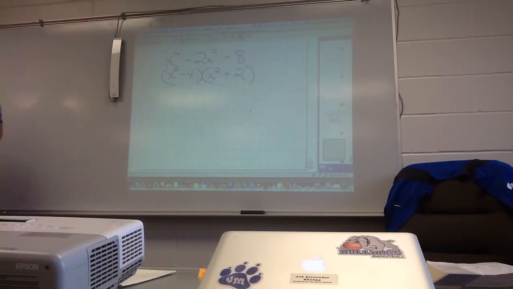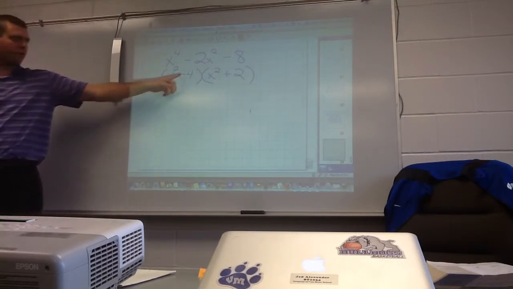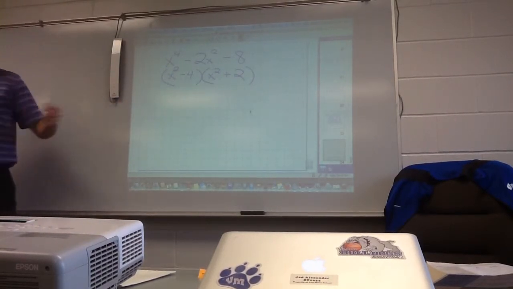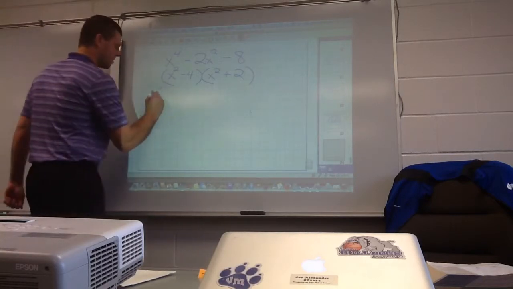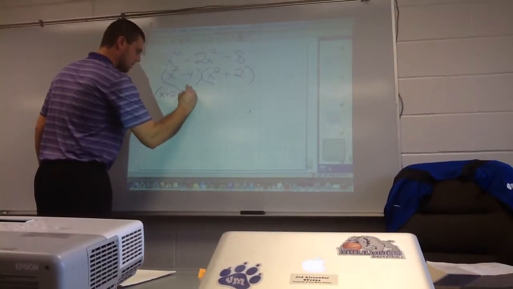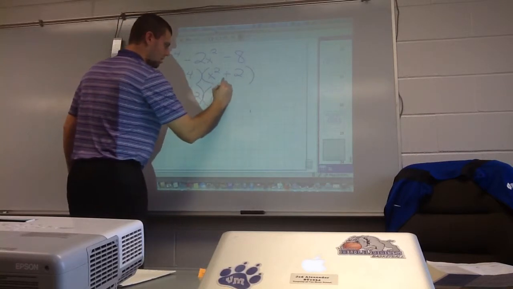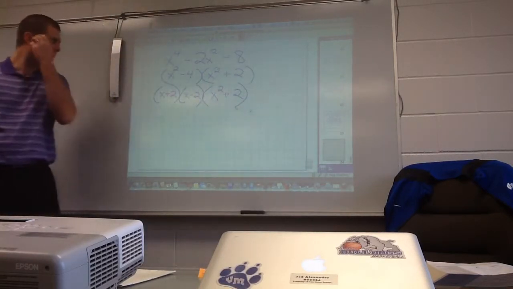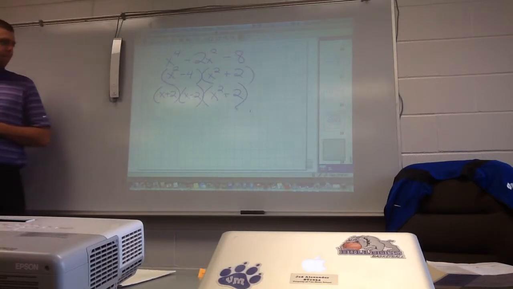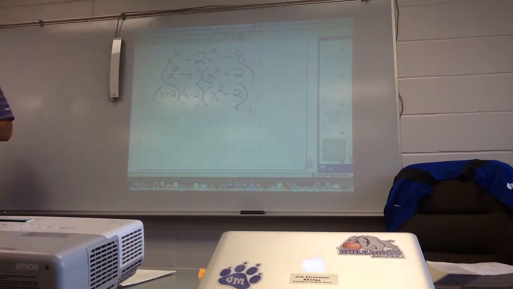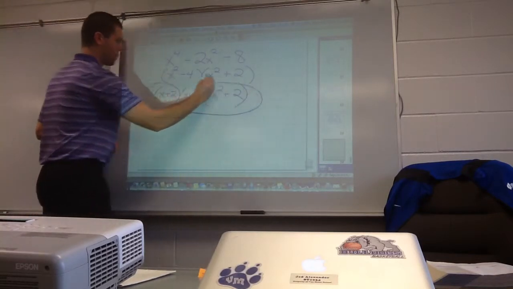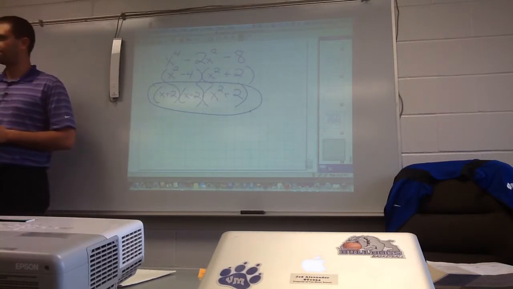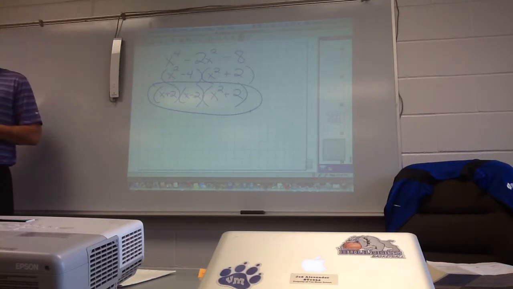Difference of two perfect squares right there. x squared minus 4 factors to what? x plus 2 and x minus 2. I hate this rule. And can we go any further? Nope. Done.